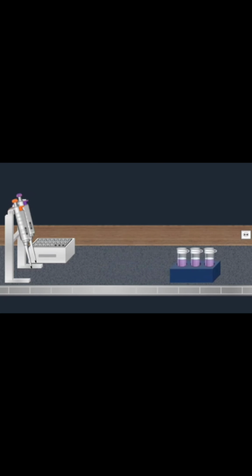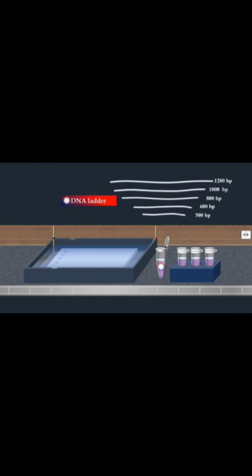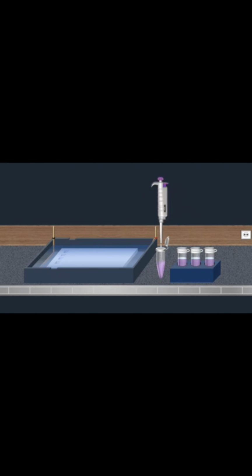Before loading the samples into the wells, a DNA ladder, which is a molecular weight size marker commonly used as a standard reference containing DNA fragments of known length, is loaded into the first well, while other wells are loaded with the available DNA samples.